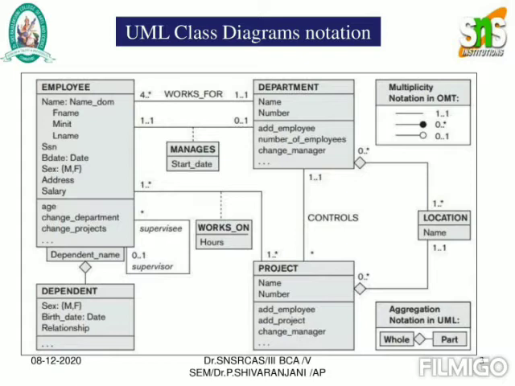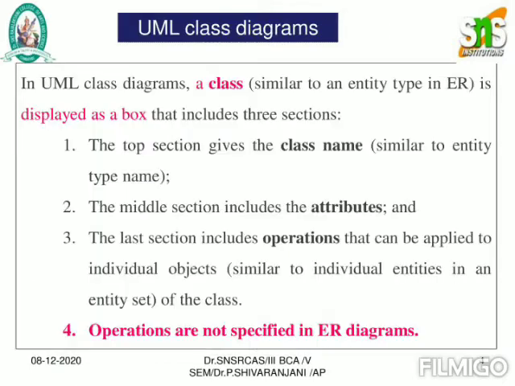In a UML class diagram, a class is displayed as a box that includes three sections. The top section gives the class name, similar to the entity type name. The middle section includes the attributes, and the last section includes the operations that can be applied to the individual objects, similar to the individual entities in an entity set of the class. The operations are not specified in an ER diagram, so an ER diagram will not represent the operations.